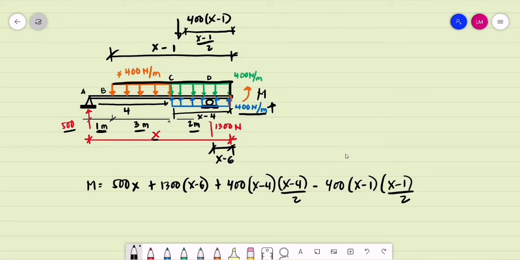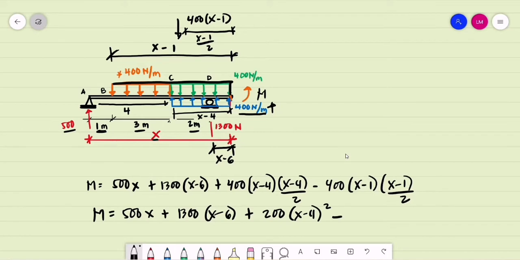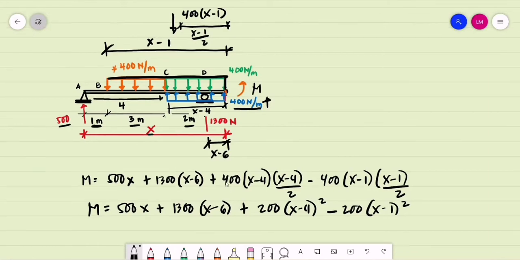So simplifying our moment equation, that is 500 multiplied by x plus 1,300 multiplied by x minus 6 plus, this is 400 over 2, that is 200, multiplied by x minus 4 squared, minus the 400, that is also 400 over 2, so this is 200 multiplied by x minus 1 squared. So this is our moment equation.